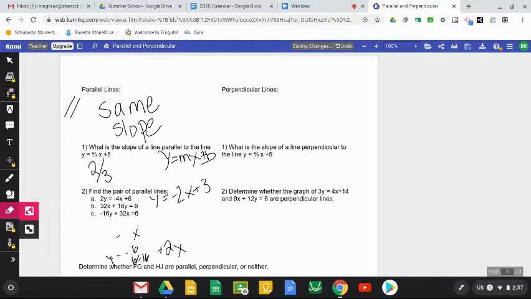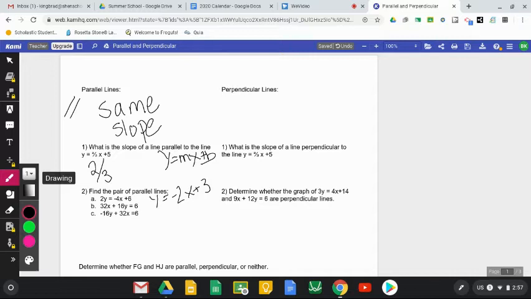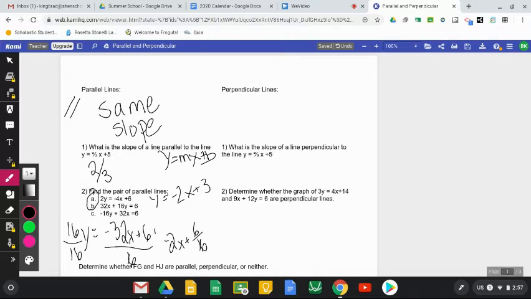All right, so my next one, I'm going to do the same exact thing. I'm going to move them around to get y by itself. So I'm going to subtract 32 from both sides to get 16y equals -32x plus 6. Divide by 16. -32 divided by 16 is -2x plus 6 over 16. So these two are parallel because they have the same number here, which is -2x.